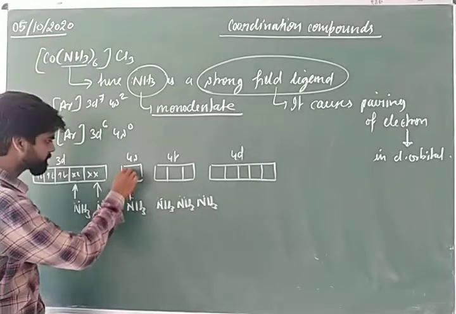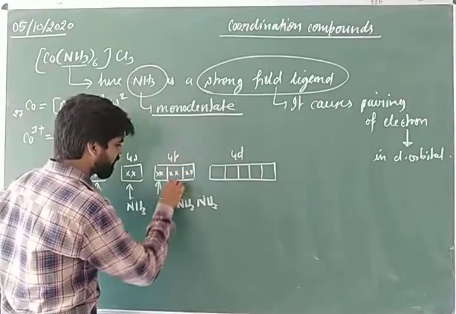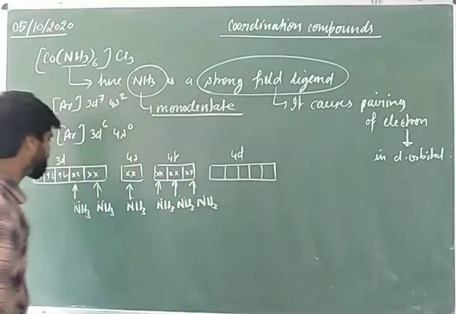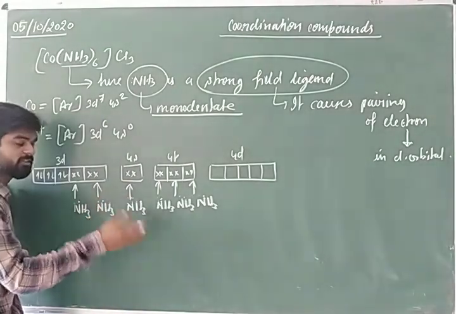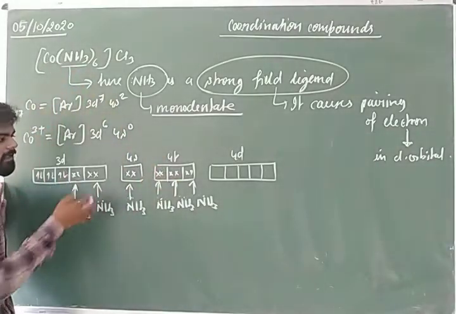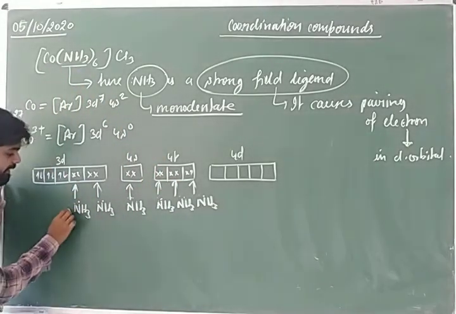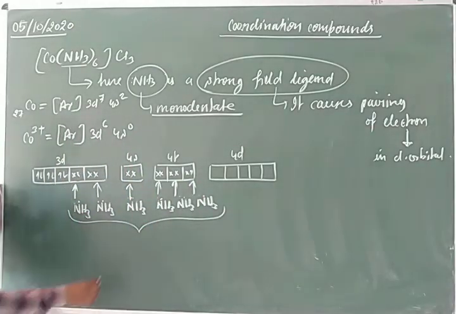So students, you can see that six pairs of electrons are accepted by the orbitals of the metal like this. And you can see the involvement of orbitals. What are the orbitals involved?